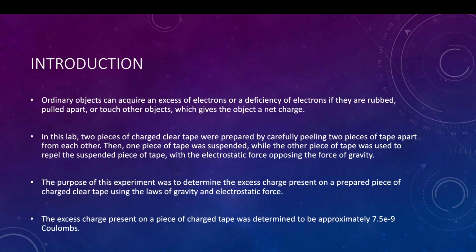Ordinary objects can acquire an excess or deficiency of electrons if they are rubbed, pulled apart, or touch other objects, giving the object a net charge. In this lab, two pieces of charged tape were prepared by peeling them apart from each other. Then, one piece of tape was suspended while the other was used to repel the suspended piece of tape, with the electrostatic force opposing the force of gravity.